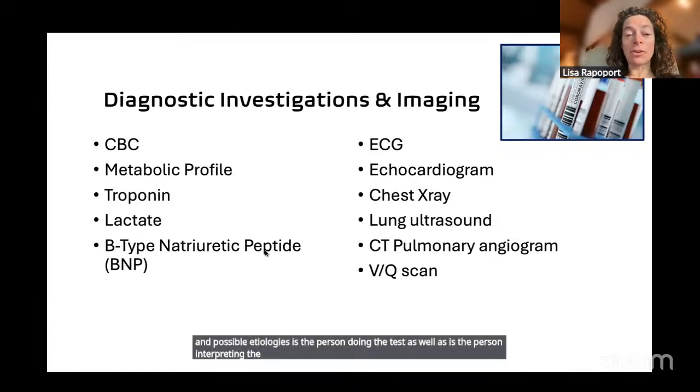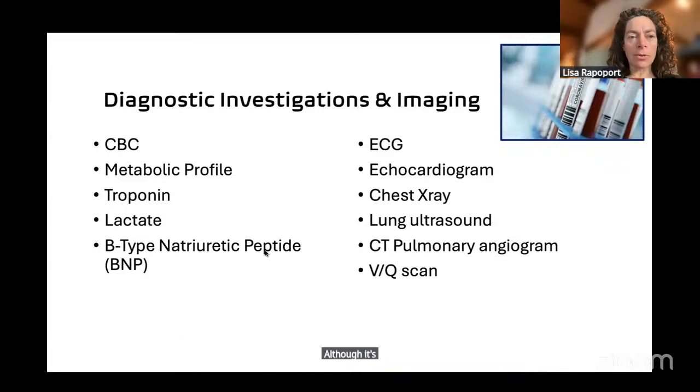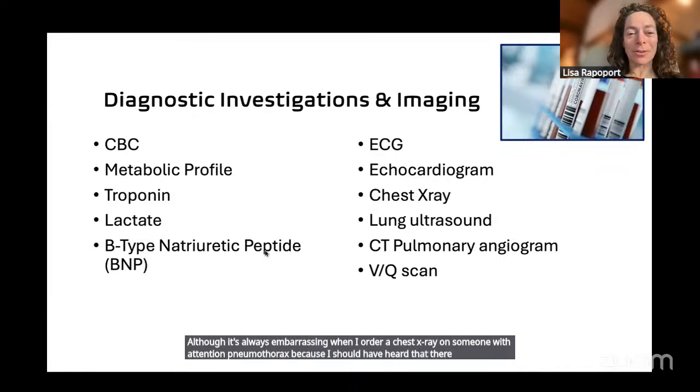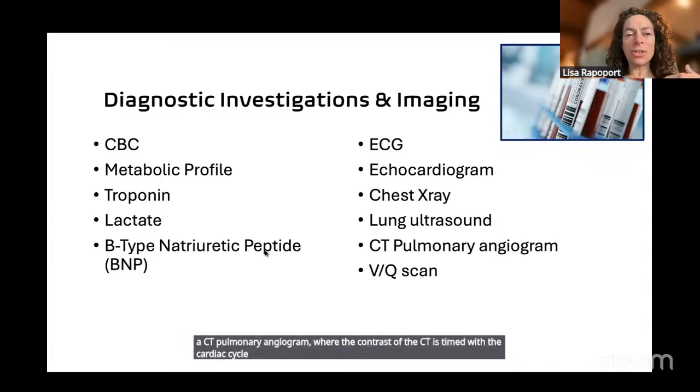And we see the same thing for lung ultrasound, two points down there. Chest X-ray, always important to look, although it's always embarrassing when I order a chest X-ray on someone with a tension pneumothorax, because I should have heard that there were no breath sounds on one side or the other. And then perhaps for more resourced areas, a CT pulmonary angiogram, where the contrast of the CT is timed with the cardiac cycle so that we get dye into the pulmonary vasculature and we can look for filling defects in those pulmonary arteries.